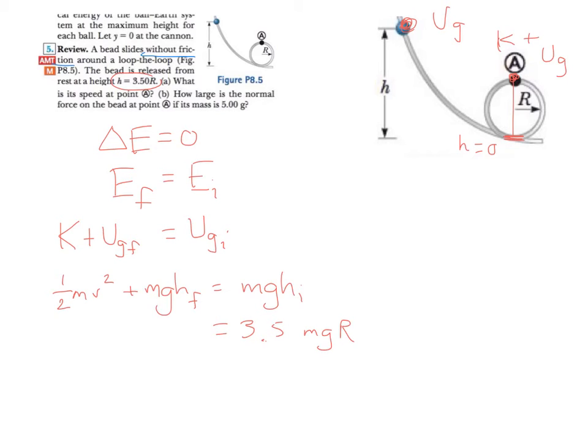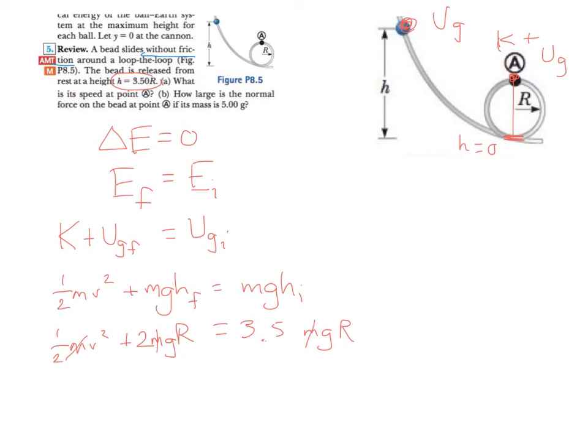For the final gravitational potential energy, it's a distance of 2 times the radius off the ground. So that would be plus 2 mgr. And then, of course, kinetic energy is still 1/2 mv squared. If at this point you're thinking, how can I get the answer? I don't know m. The m's conveniently cancel out. So that leaves us with 1/2 v squared plus 2gr equals 3.5 gr.